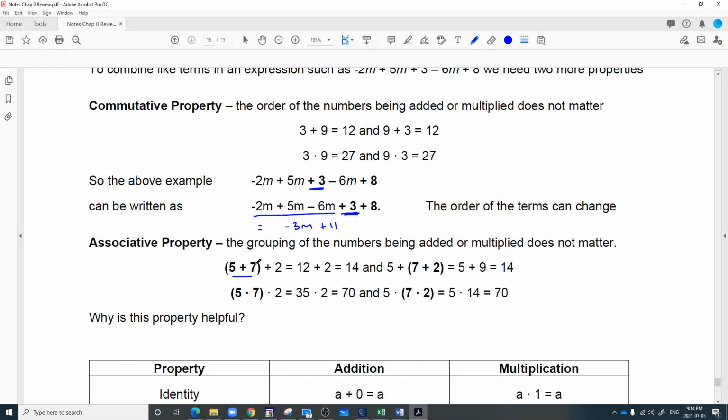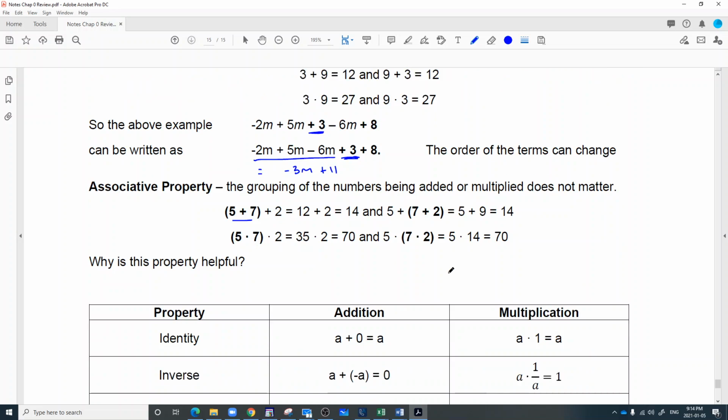If I changed where the brackets were and put them around the 7 and the 2, this would be 5 plus 9, which still gives me 14. Same is true for multiplication. 5 times 7 is 35, times 2 is 70, or if I did 7 times 2 is 14, 14 times 5 is 70. It's funny that the textbook teaches R.4 after R.3, because I feel like a lot of this is useful for order of operations, but it is kind of done specifically here. But you could have used this for some of the questions that you had done previously.